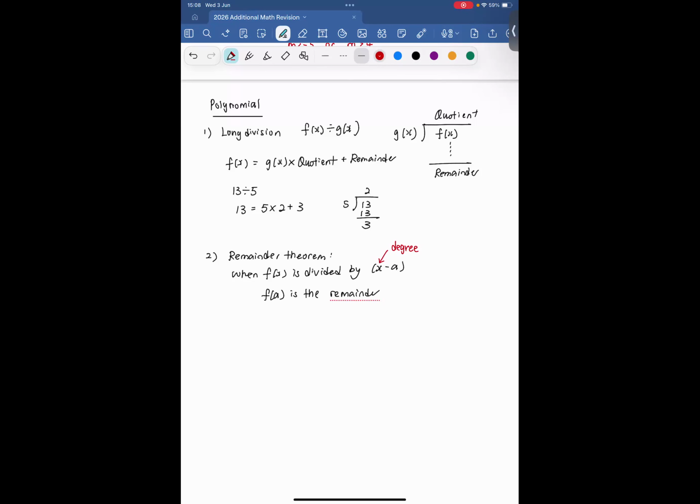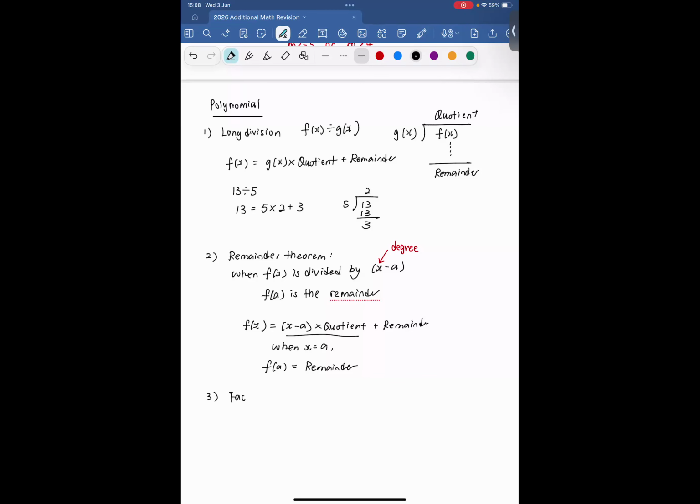Okay? So why does this work is because you see, if f(x) is divided by that, I can say f(x) is equal to this times quotient plus remainder. So you can see that when I let x be a, then this becomes f(a), then this will become 0, this will become 0, then you are just left with the remainder. So this is why when you just sub x equals a into the polynomial, you actually can get your remainder.